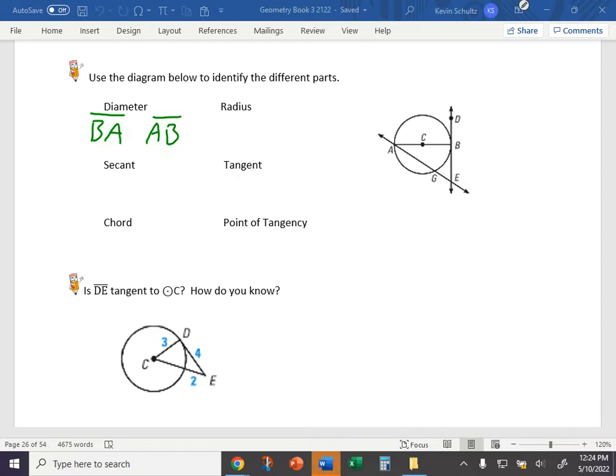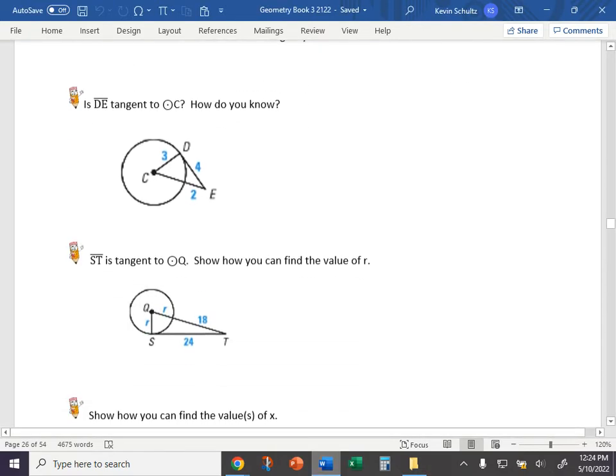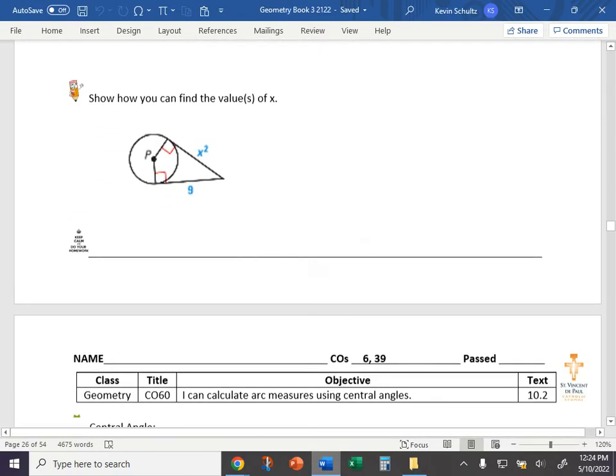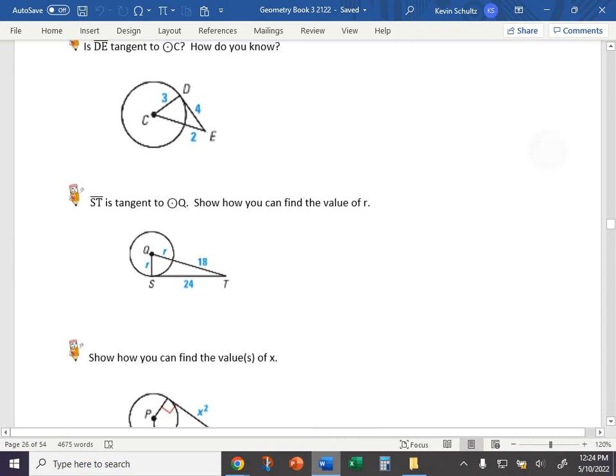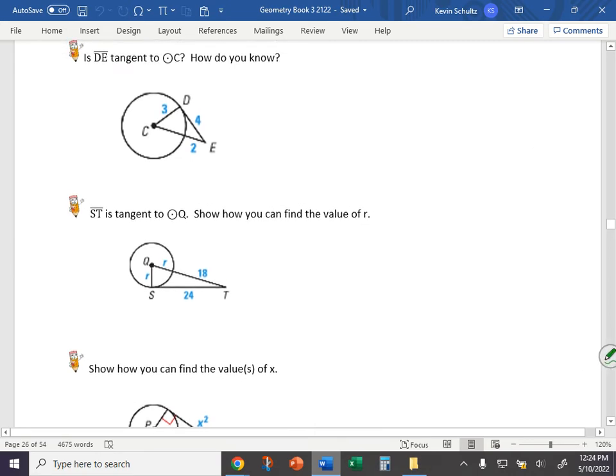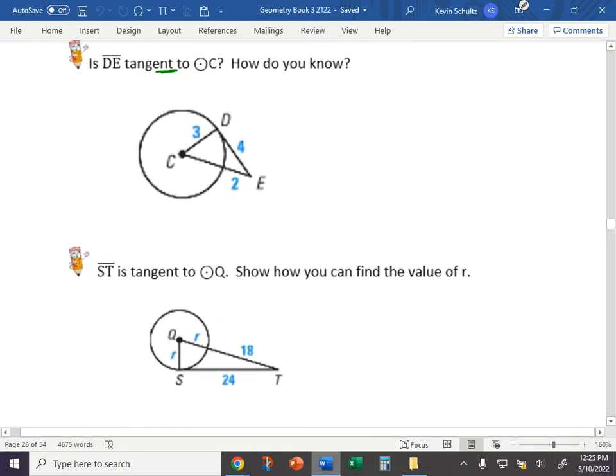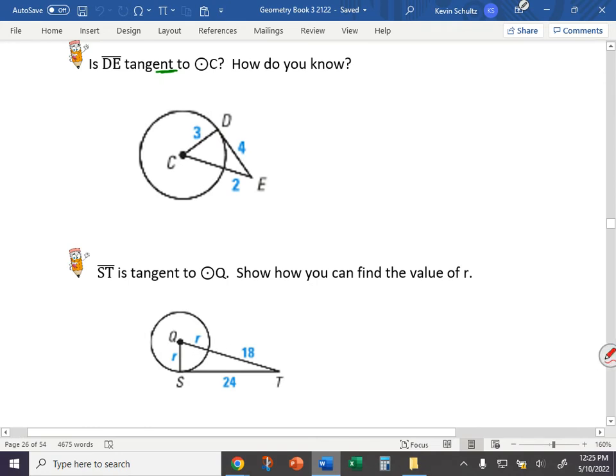Then, scrolling down a bit, you've got some questions working with those theorems that we talked about. Is DE tangent to circle C? This notation here is notation for a circle. It's a circle with a dot in the middle, so you know it's not an O or a 0. Is DE tangent to circle C? How do you know? What would need to be true for DE to be tangent to circle C? Let me blow this up a little bit. Right angle, right. How would you be able to tell whether or not there's a right angle there?